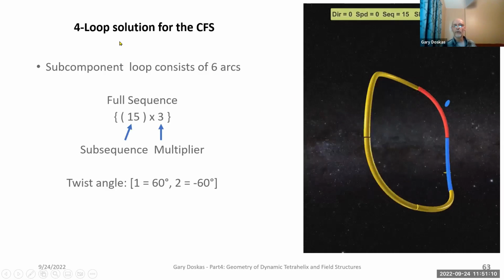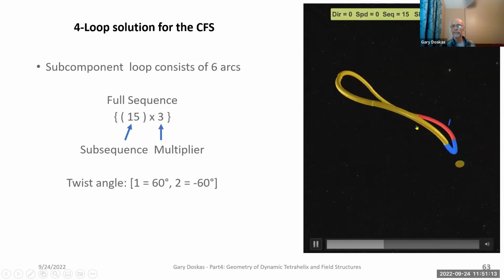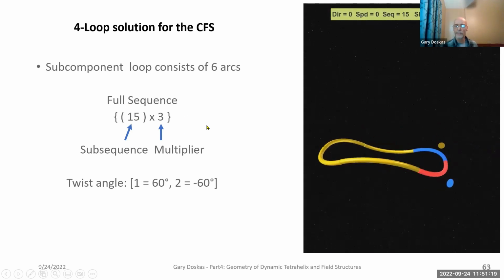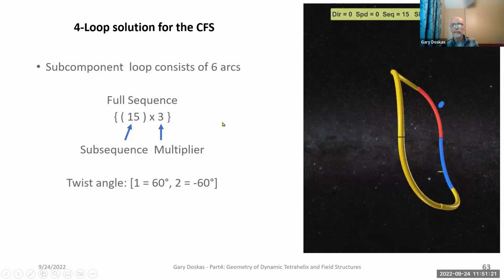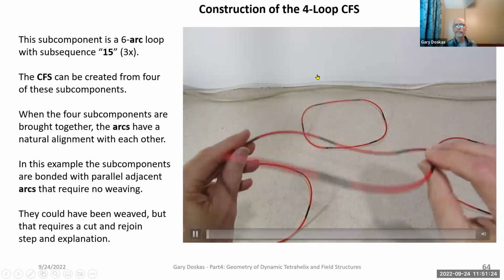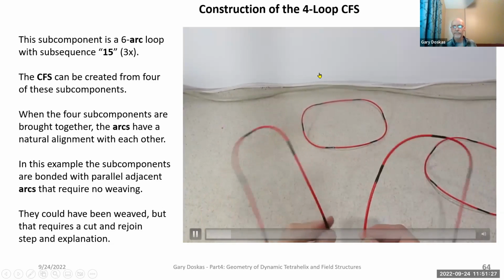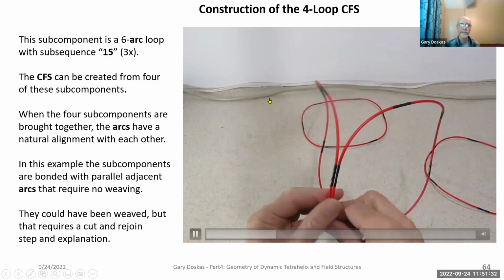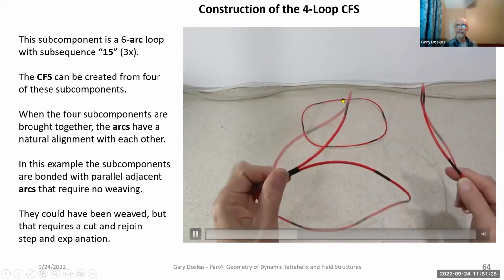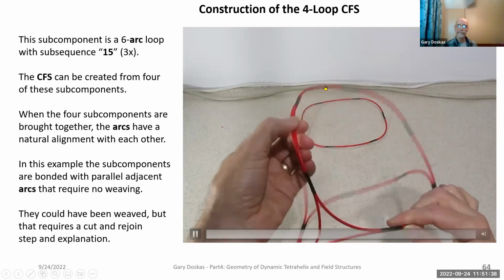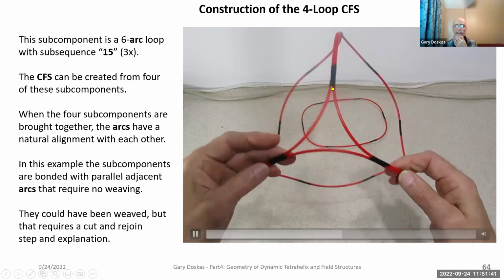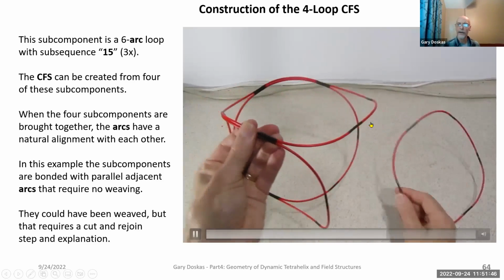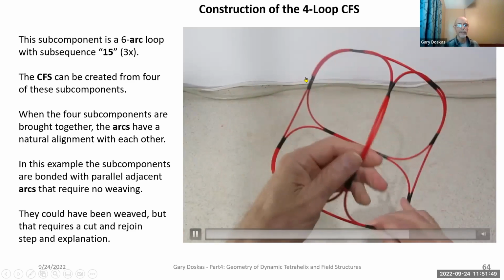And next we have this 4-loop solution using this subcomponent, using this 6-bit subsequence of 1-5 repeated 3 times. And this next video is just going to illustrate the construction using these 4 separate hoops that create the CFS with these 4 subcomponents. And much like in the other videos, the arcs have a natural alignment, all within this matrix I'll be describing shortly. And again, they can be connected without any weaving or cutting because they just have a natural alignment with each other.